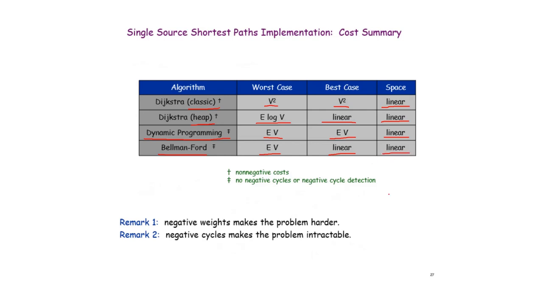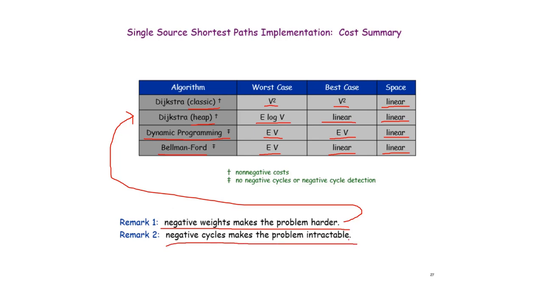Here we have two remarks about using dynamic programming. First, negative weights make the problem harder. As you can see, if we have negative weights, then Dijkstra's algorithm doesn't work. We cannot use it, as it will show the wrong answer. Second, negative cycles make the problem intractable because we can run the cycle many times to decrease the cost, but that is actually not a correct answer.